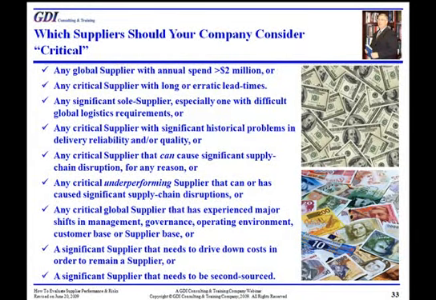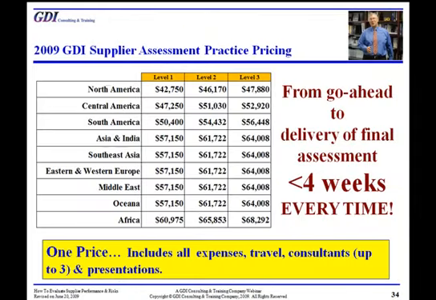If you have a supplier and that supplier is sold to a company that may not think the same way that you want them to think, you may need to go do an assessment. Any supplier that needs to drive down costs in order to remain a supplier of yours, and that is any critical supplier, obviously you've got to look at that. And then any supplier that you feel needs to be second sourced, you probably also want to take a look at if it's a critical supplier and a large supplier.